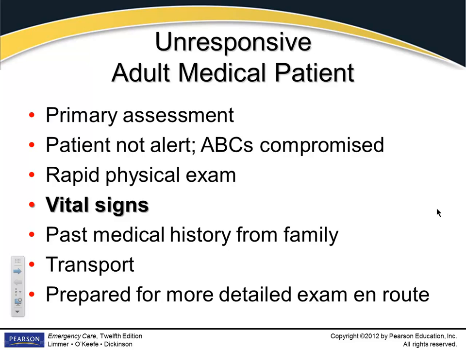Unresponsive medical patient, we're going to have to do our primary assessment just like what kind of patient? Trauma patient, that's right. If they're not alert or their ABCs are compromised, we're going to have to do a rapid physical exam, which is just like what? Our rapid trauma exam, that's right. Get vital signs. Hopefully there's somebody there that can jump in and get those vital signs. Get whatever history you can get from the family and hit the road. You'll do your more detailed exam once you're en route.